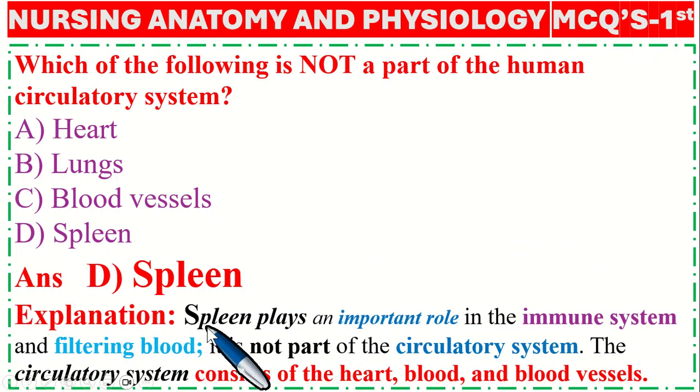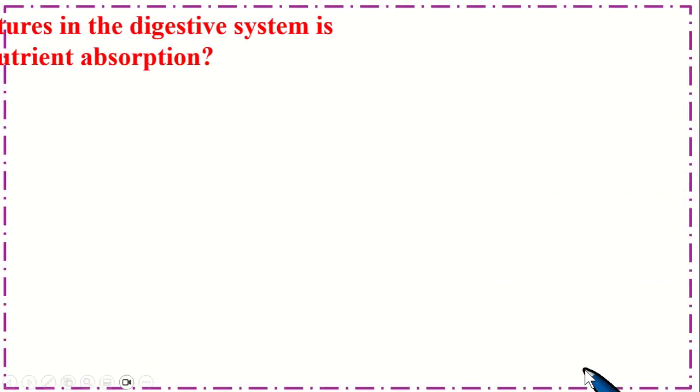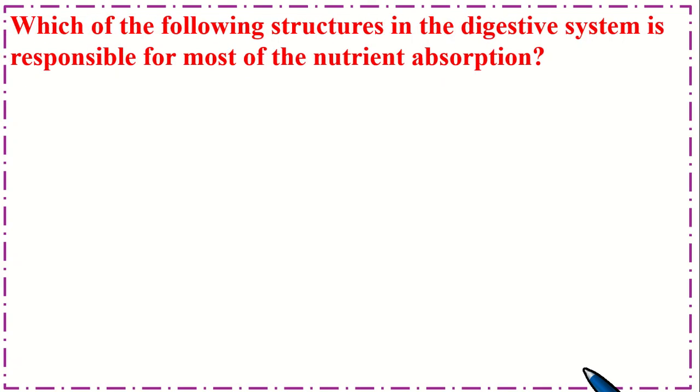Explanation: the spleen plays an important role in the immune system in filtering blood. It is not part of the circulatory system. The circulatory system consists of the heart, blood and blood vessels. So this is a very important MCQ.